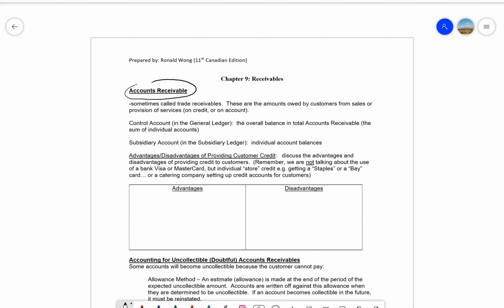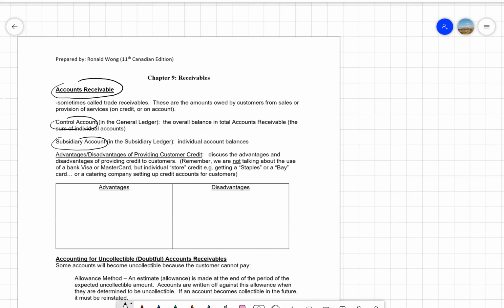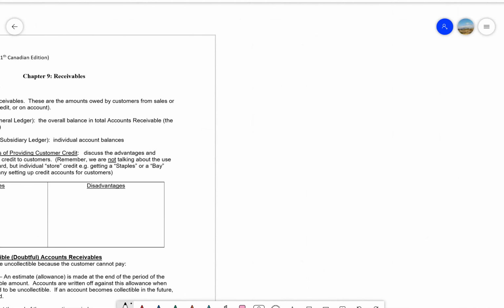Now, the one thing the textbook talks about is the difference between a control account and a subsidiary account. And when it comes to accounts receivable, most accounts receivable will have a bunch of subsidiary accounts. What I mean by that is, let's think about this T account. Let's say we have $100,000 in our accounts receivable balance. Now, we know that that likely is made up of a bunch of smaller accounts. It's not just one customer that owes us the 100,000.